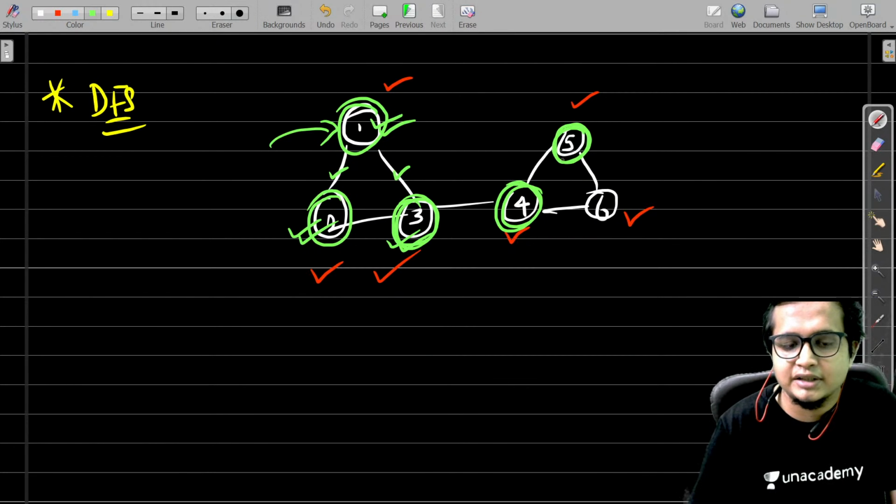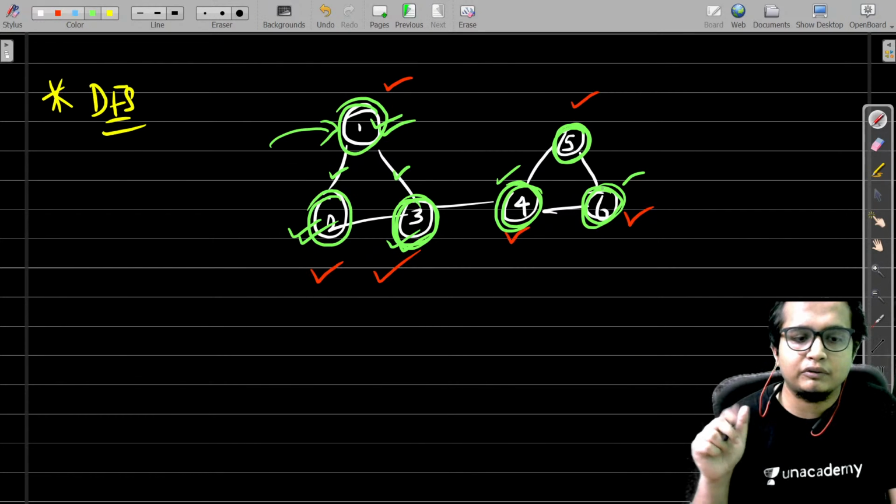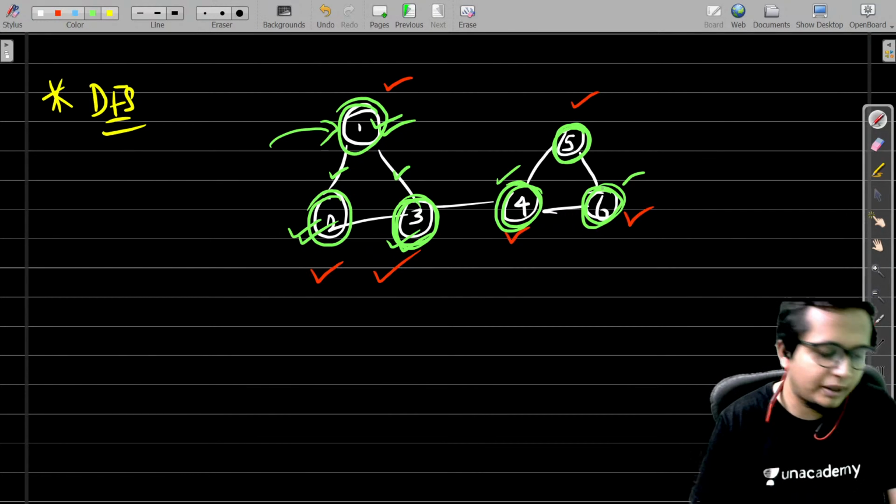So now I will again check for 5. So 5 is connected to 4 and 6. But 4 has already been visited, so now I will go to 6. Okay, so now at 6, when you see that none of the nodes are actually unvisited, so we stop our DFS at this point.